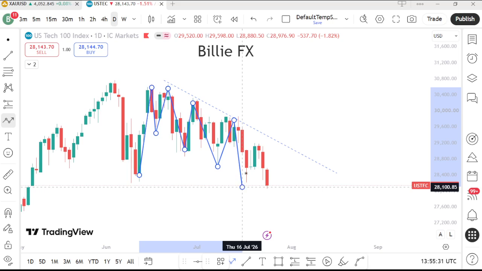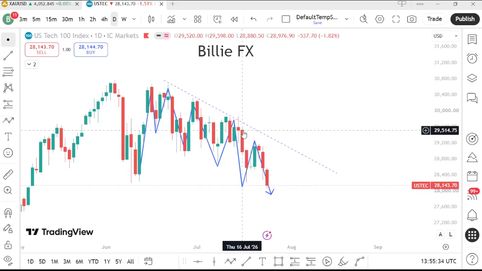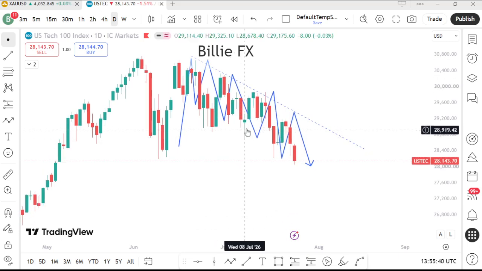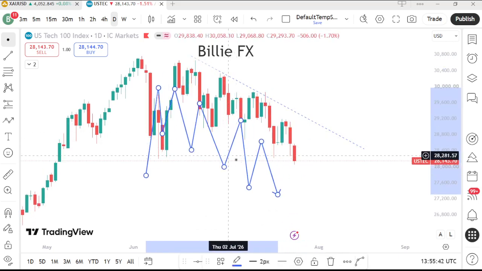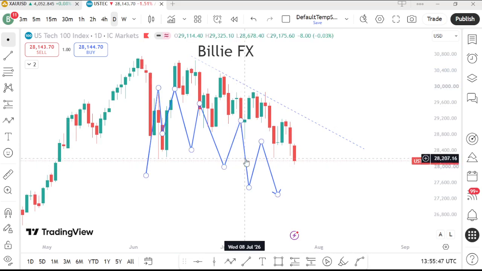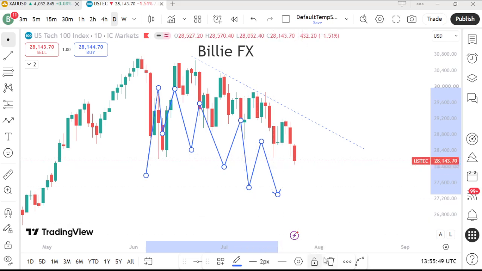Okay, so you can see that price is printing lower lows. With this ideology in your mind, it means that when you go to the lower time frame, you are going to look for opportunities to sell. You can get buy opportunities, but you should know how long you should hold those buy opportunities and the potential areas where they can reverse on you, right?